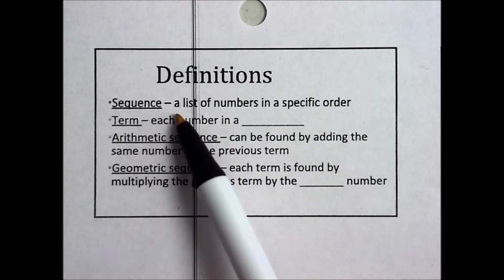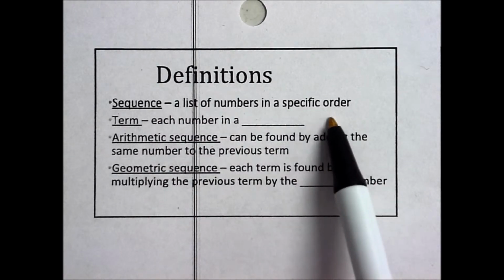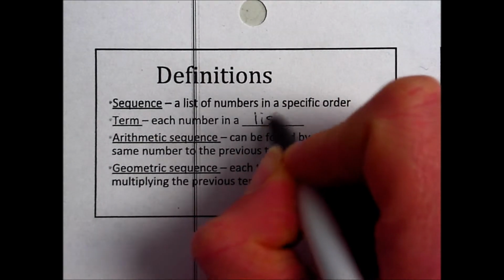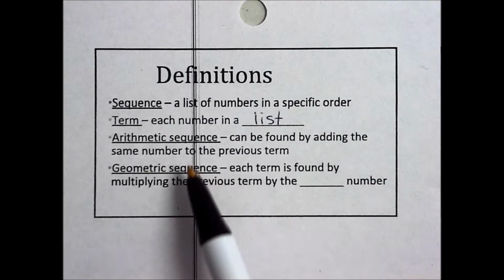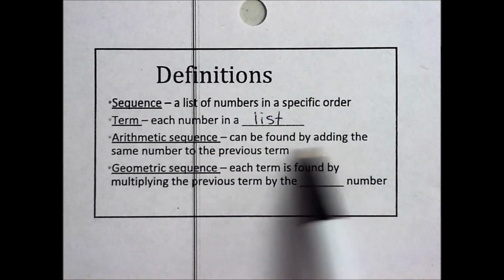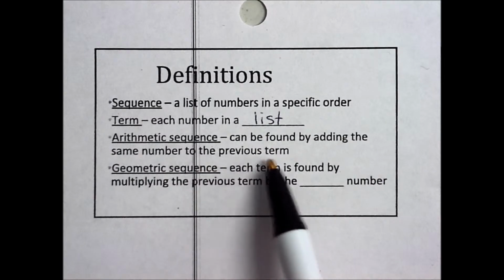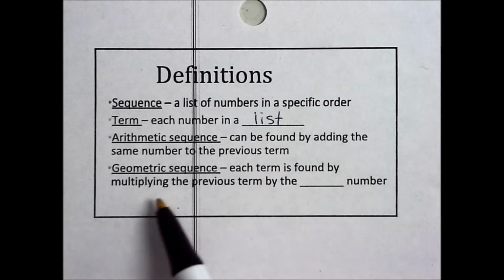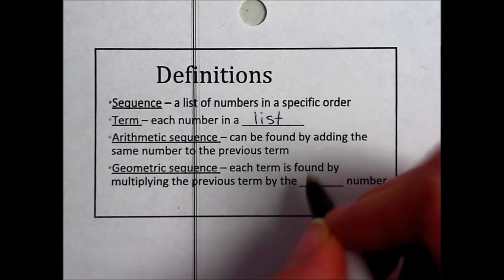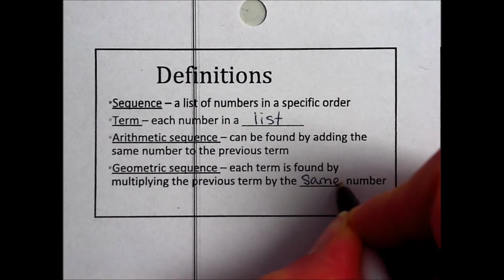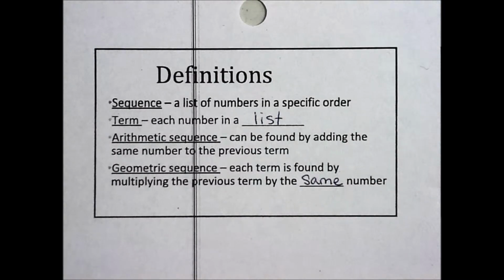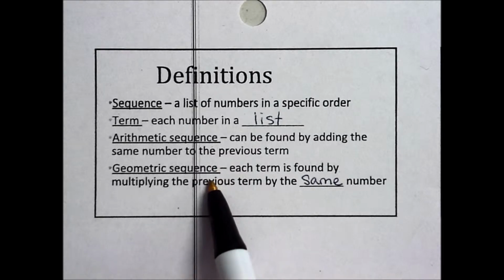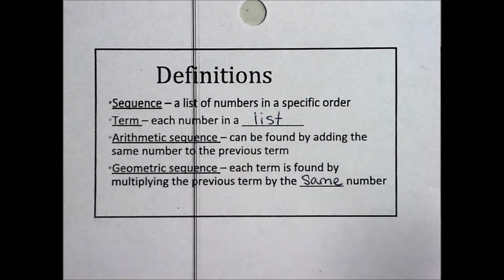So a sequence is a list of numbers in a specific order. A term is each number in a list. An arithmetic sequence can be found by adding the same number to the previous term. And a geometric sequence is where each term is found by multiplying the previous term by the same number. Basically, when we use an arithmetic sequence, we'll be adding or subtracting, and when we use a geometric sequence, we'll be multiplying or dividing.